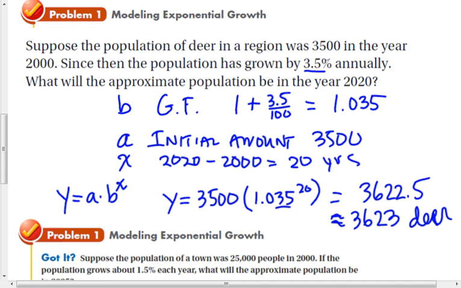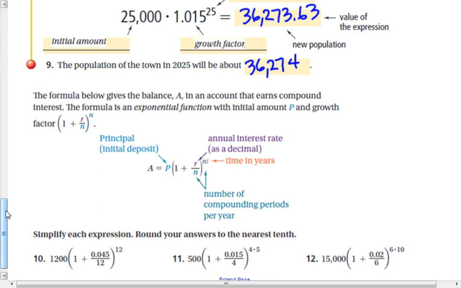All right. One application of exponential growth is the balance in an account, or the balance of something that earns money over time. And we can have something called compound interest, which means the interest is figured out at more than a yearly basis, like it might be monthly, or quarterly, or daily.